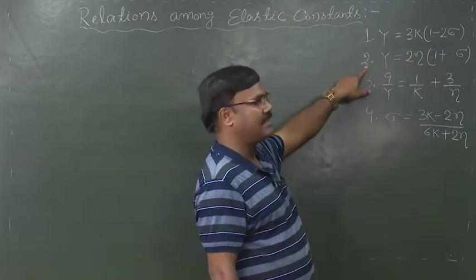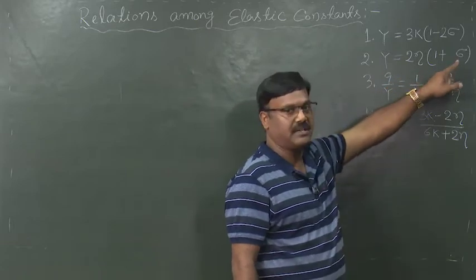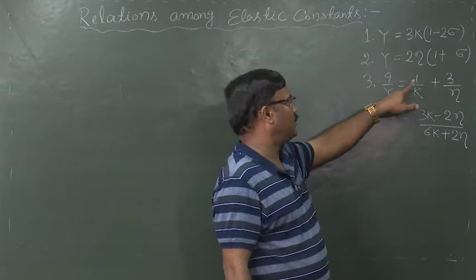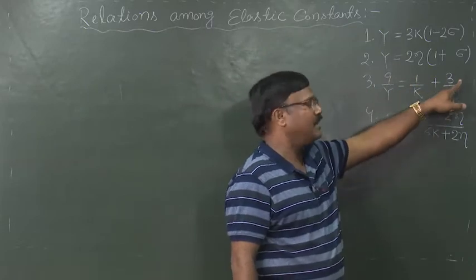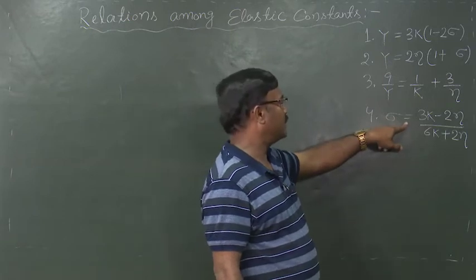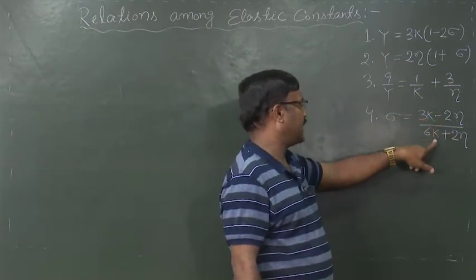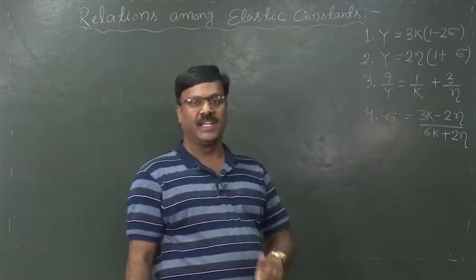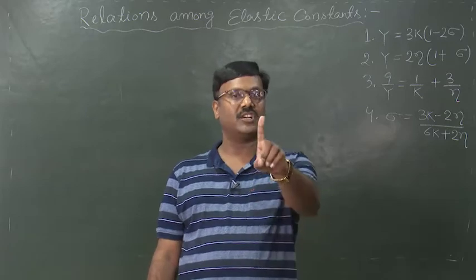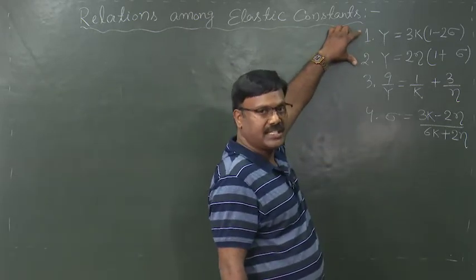The second relation is Y is equal to 2 eta into (1 plus sigma). The third relation is 9 by Y equal to 1 by K plus 3 by eta, and the fourth one is sigma is equal to (3K minus 2 eta) divided by (6K plus 2 eta). These are the four relations among elastic constants, out of which the first two have already been discussed.